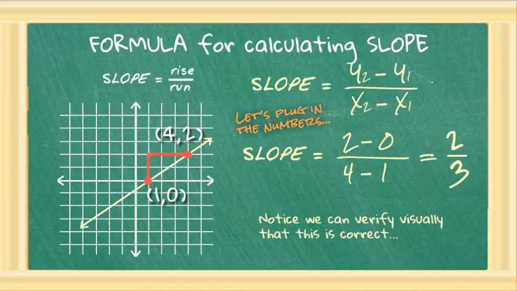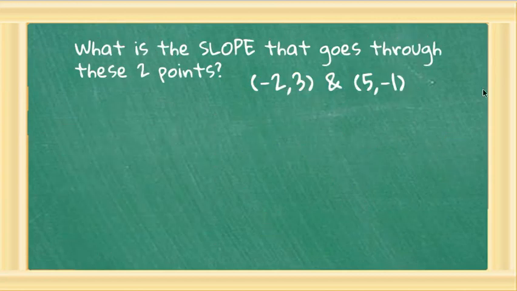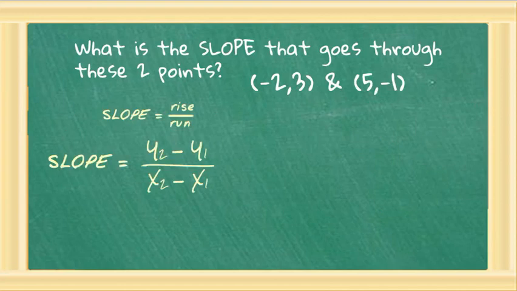Okay, and like I said, we verified it visually on this one, but let's say we don't have the graph to do it. Let's look at another one. All they're giving us here is 2 points. So here's x1, y1, and x2, y2, the x and y from point number 2. Okay, and we're going to plug in our formula. Rise over run. Here's the y2 minus y1, etc.